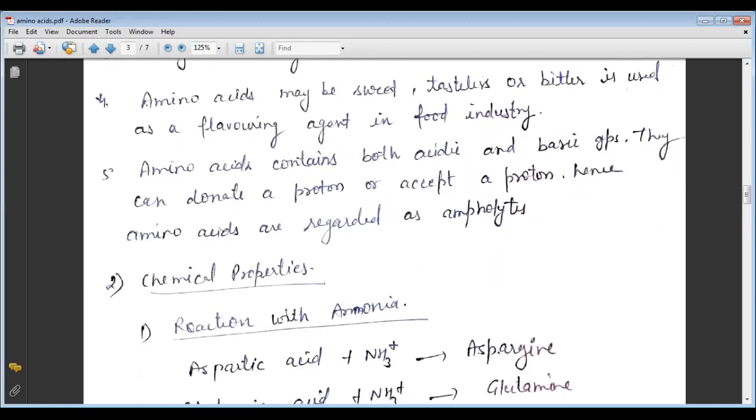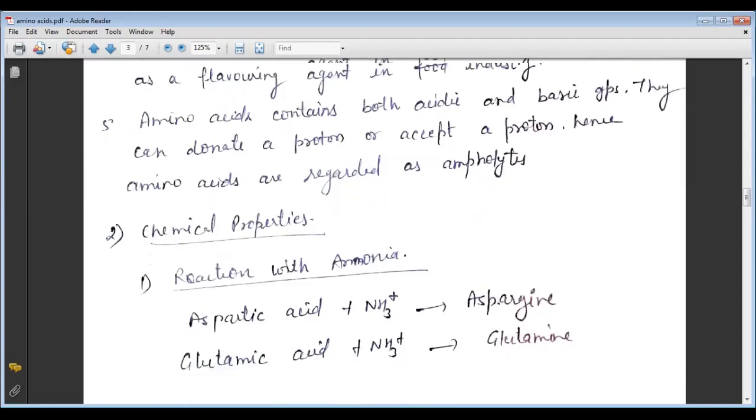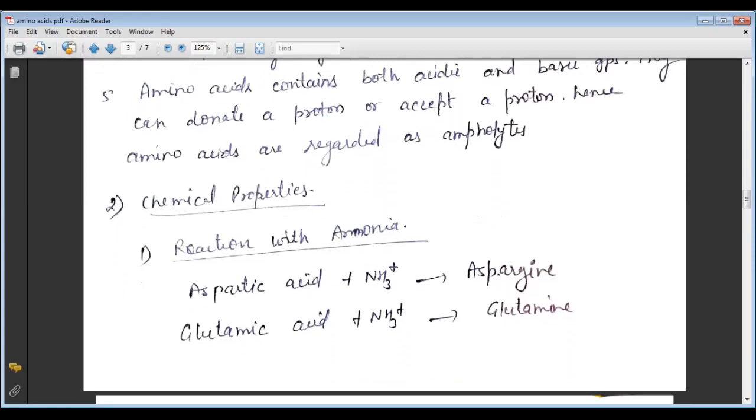Now, the amino acid contains both acidic and basic groups. So it has both acidic and basic character, which means it works as an ampholyte. It can donate a proton or accept a proton. So these amino acids are called ampholytes. Now some chemical properties, just like the reaction with ammonia.